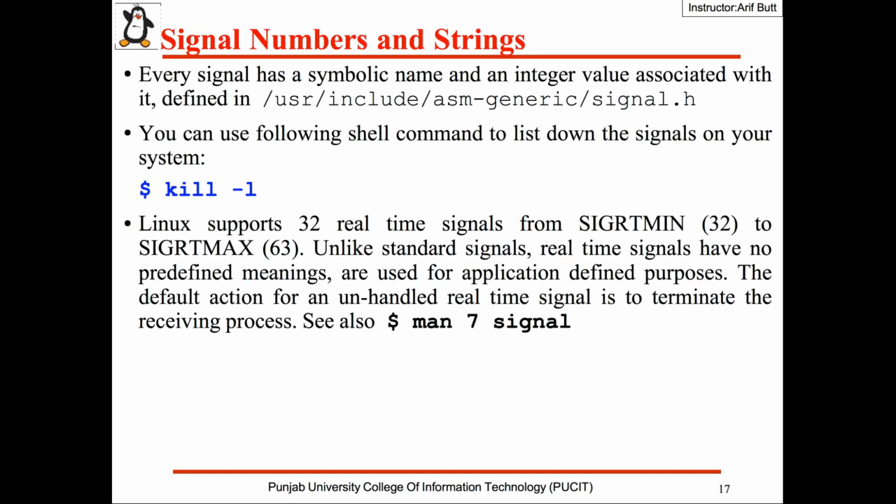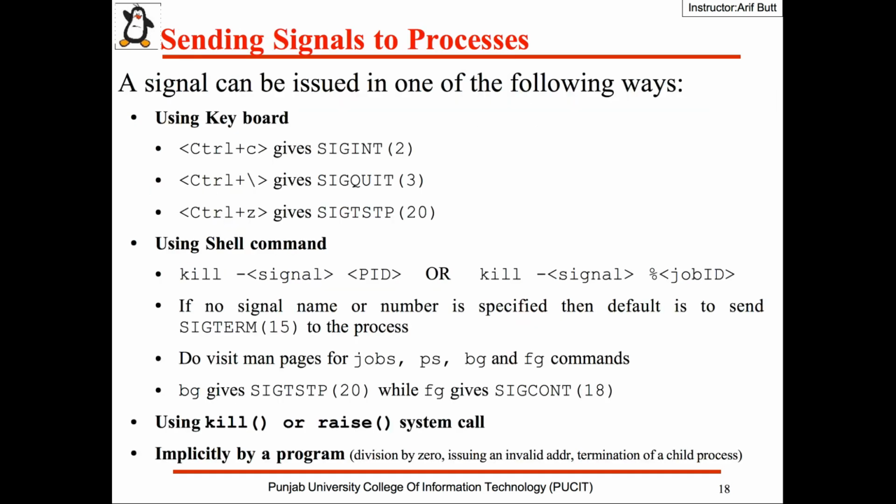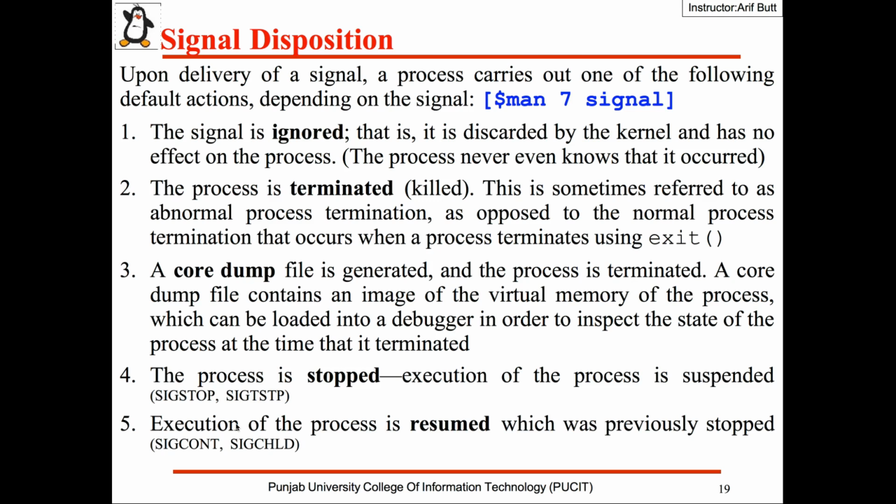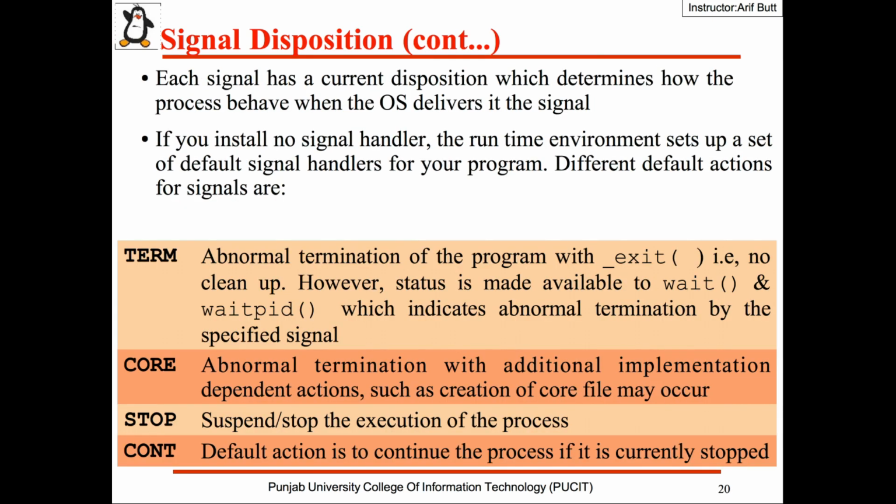Okay, so we have seen the signal numbers and the strings. You see the man page of signal, and now we know what all signals can be sent using the keyboard, and we know we can send signals using the kill command, and we can send signals using commands like PS, BG and FG. And in a future session we will see how we can send signals using the system calls and the library calls. Fine. And we have seen the signal disposition, and they can be ignored, terminate, core dump, and stopped and resumed. Fine.